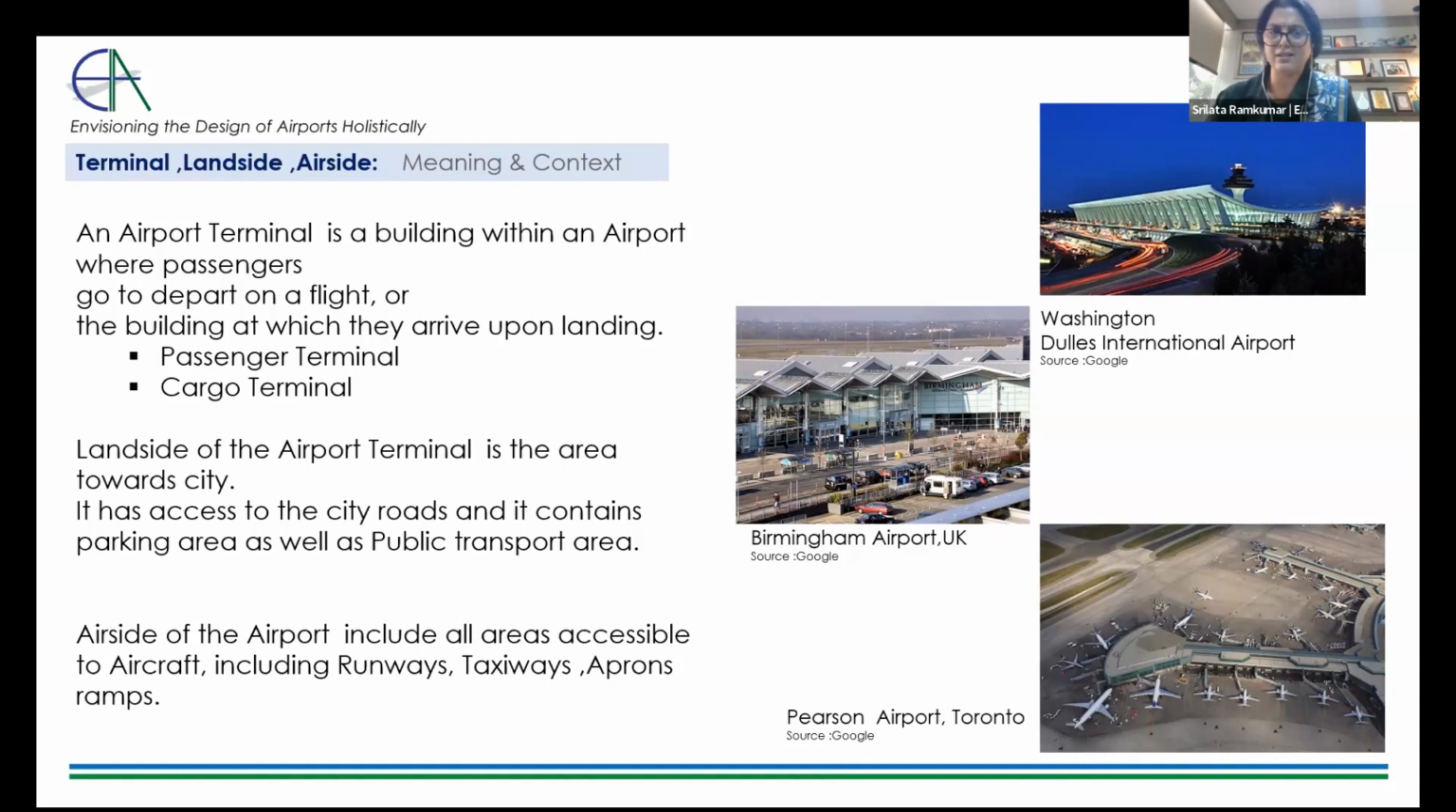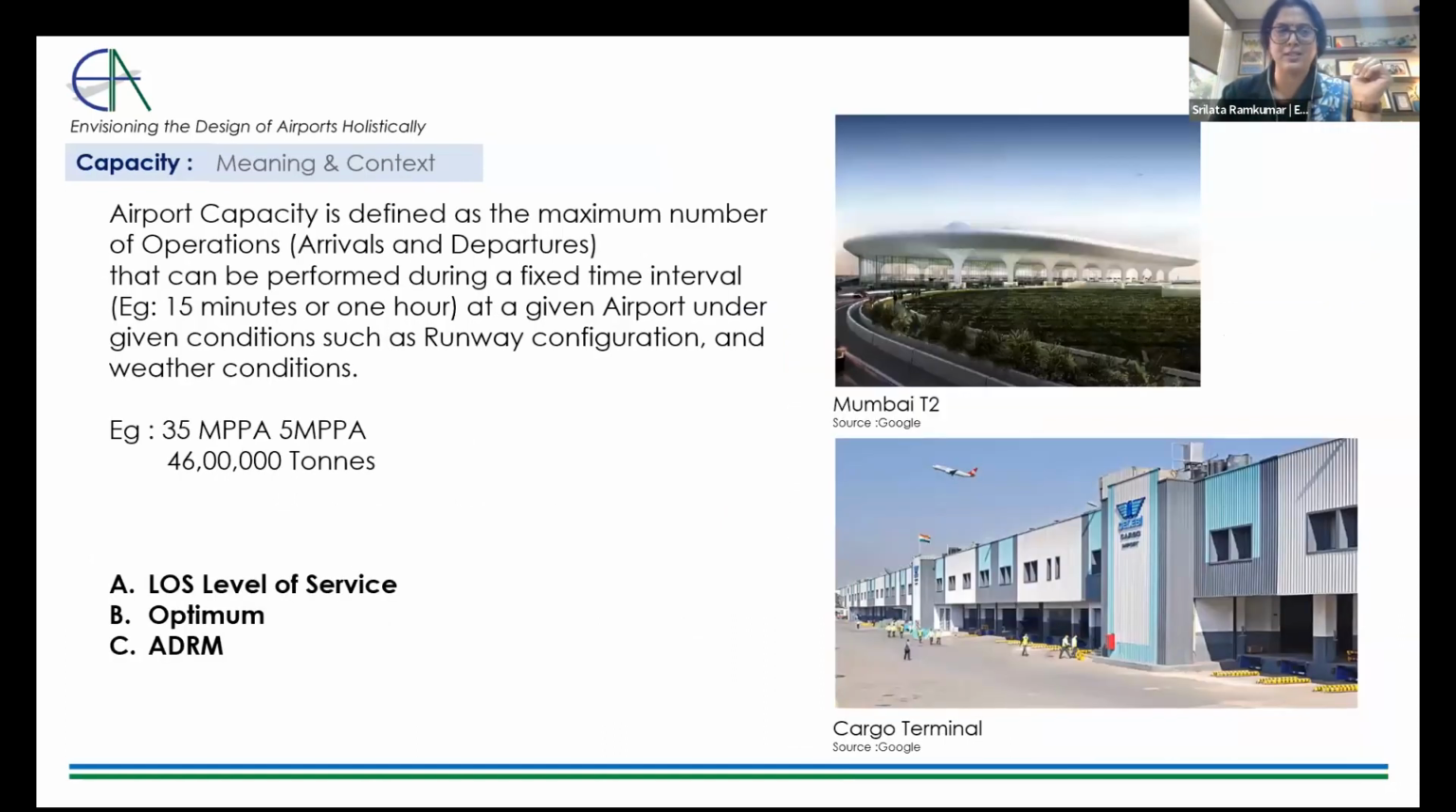Similarly, the airside part of an airport includes all the areas which are accessible to aircraft, including runways, taxiways, and apron ramps. So the one which is after the security, where you have the aircraft, that is called the airside. When we are in the aviation industry, these three zones are very, very vital, so we know exactly where we are when we are talking in an airport scenario.